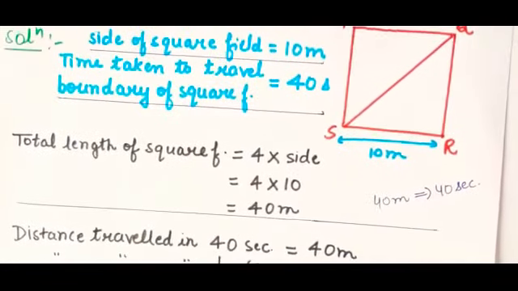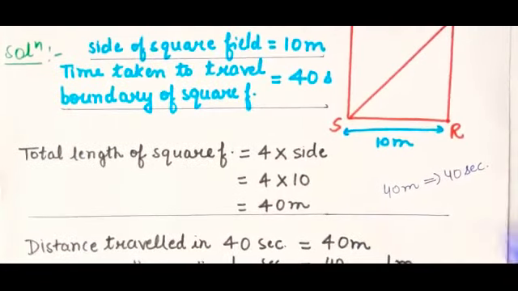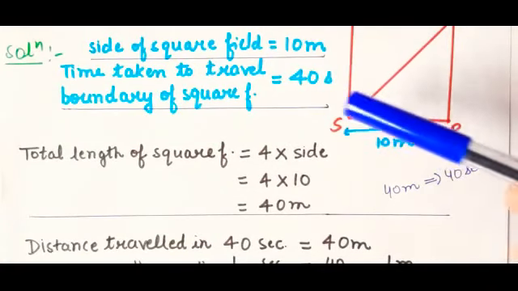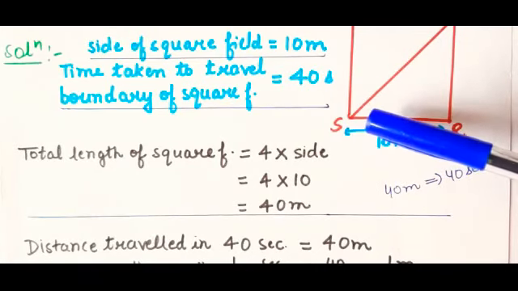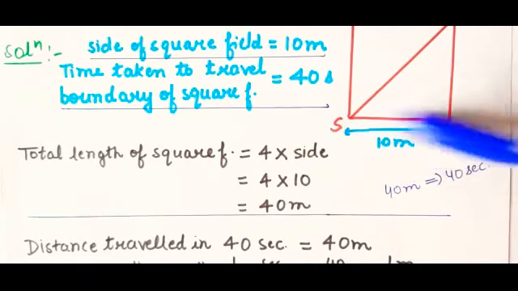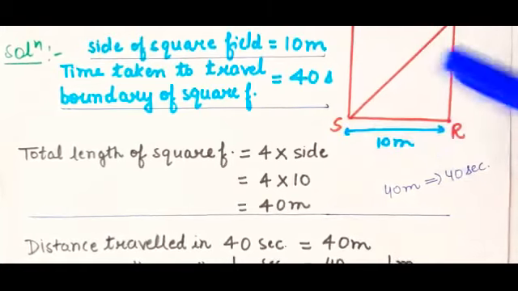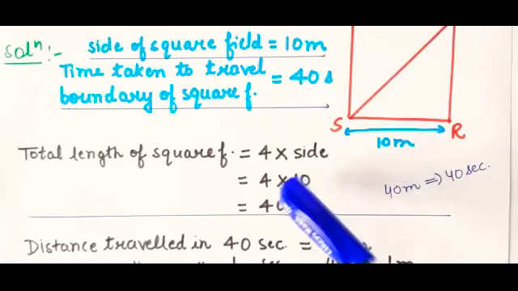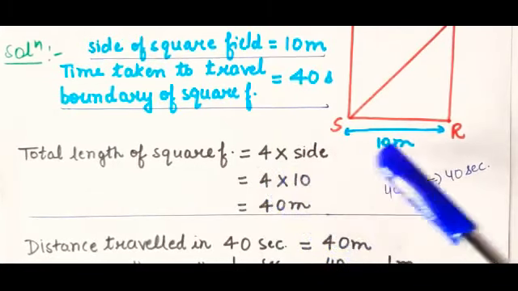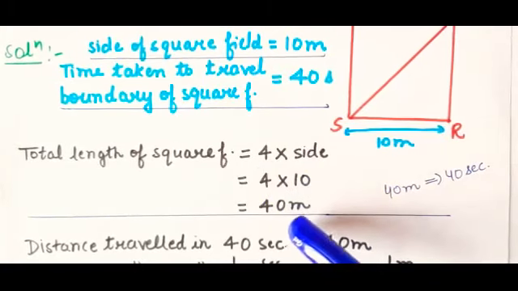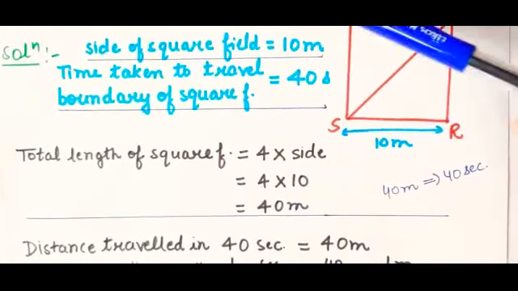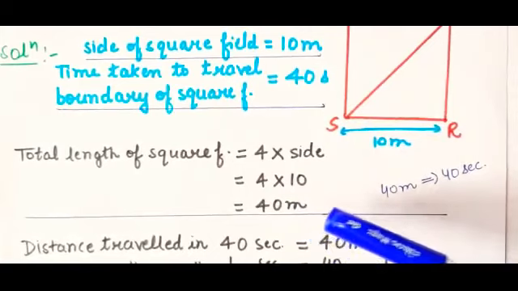Now you know the side of the square is given in the question, 10 meter. So what will be the total length of the square field? It will be 4 times 10, that is 10, 10, 10, 10. So it will be 40 meter, or you can apply the formula 4 into side. So 4 into 10 meter, that will be 40 meter. So the total length of the square field is 40 meter.